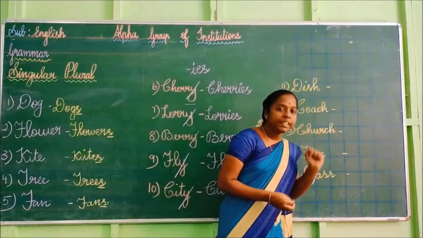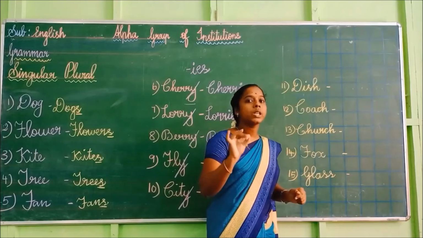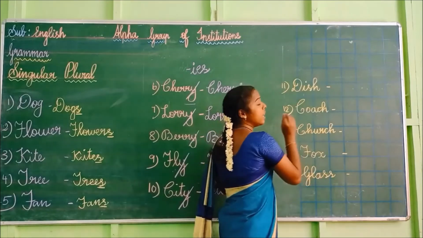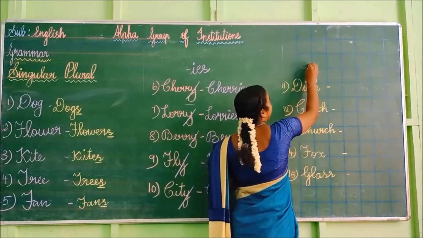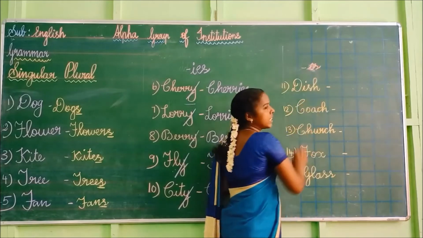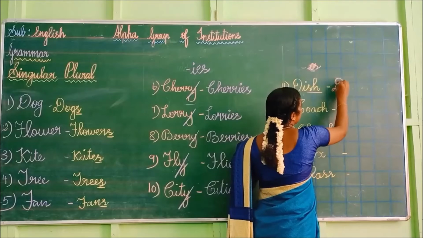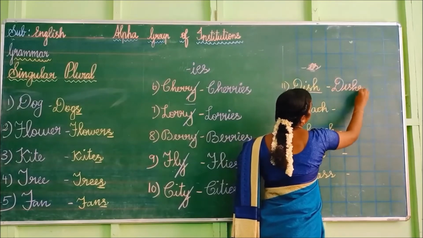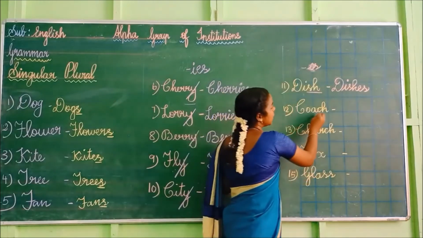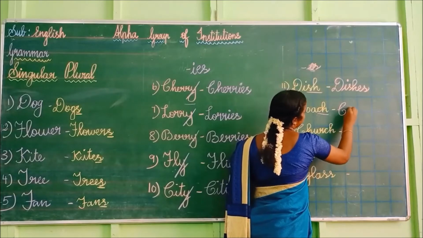Dish. If the singular noun ends with S, SS, CH, SH, X or Z, you have to add ES. Here dish ends with the letters SH. So you have to add ES. Dish, dishes. The plural form of dish is dishes. Coach. Coach ends with the letters CH. So you have to add ES. Coaches.